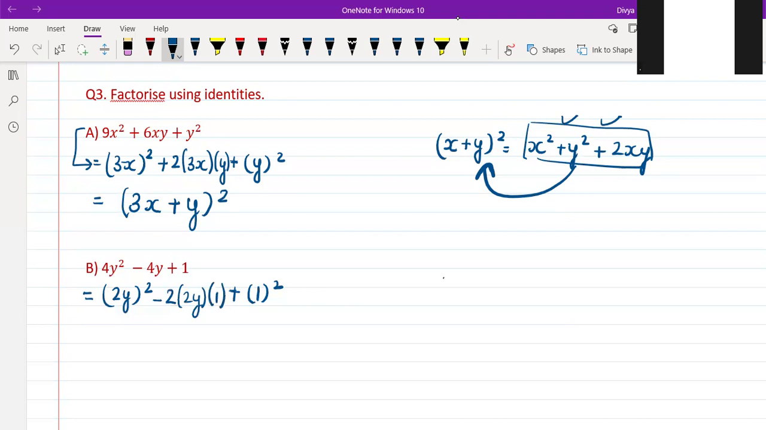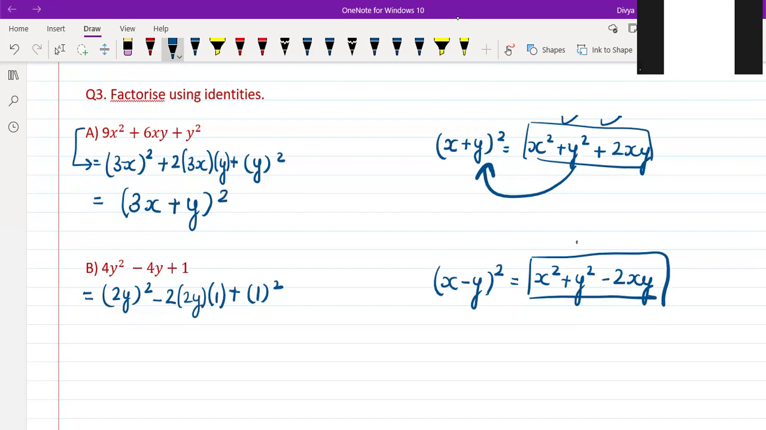So let me remind you this identity which we used here, which says (x − y) whole square is equal to x square plus y square minus 2xy. So this is the identity that we made here. We have made this form of the question. Now let me just see how we have made it.